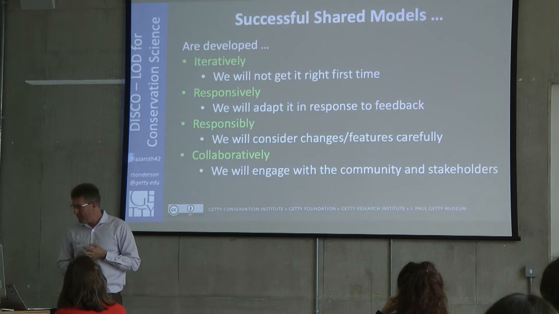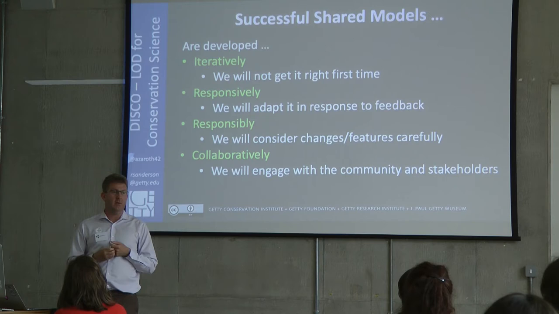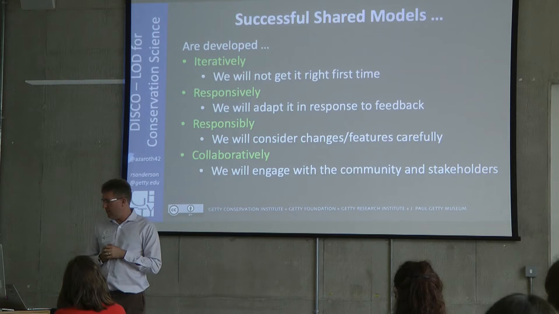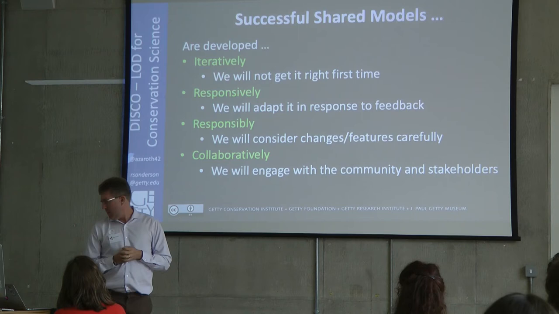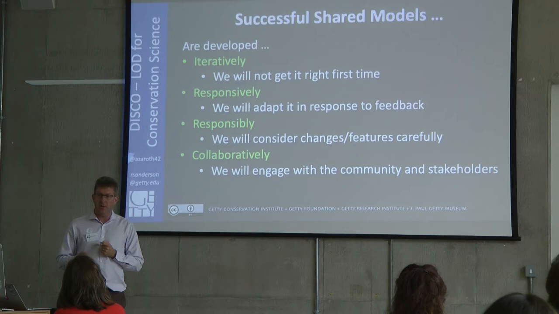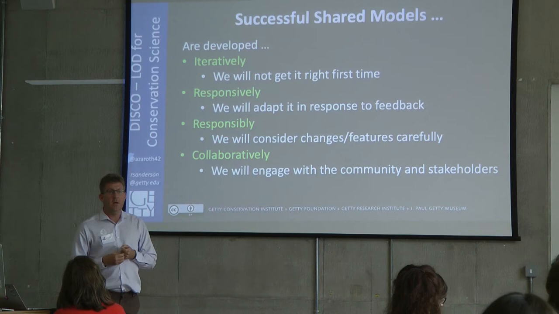So then, what are we trying to do? How are we trying to do it? We have tried to focus on four techniques for doing this work: that shared models are developed iteratively, and we know that we're not going to get it right the first time round because we won't be able to consider every single shared use case. So we're going to have to change things.